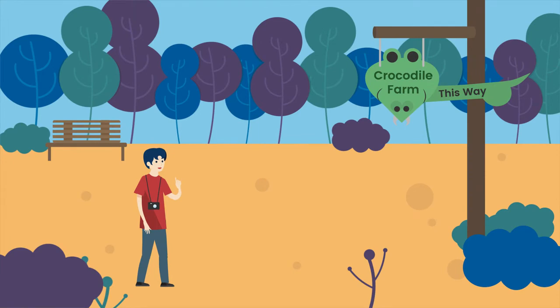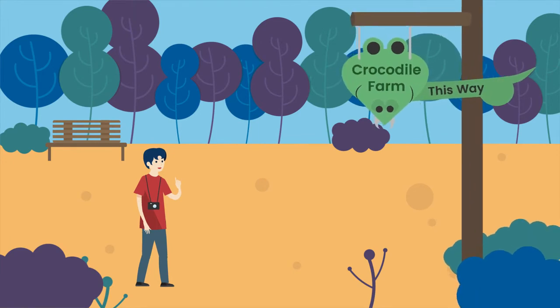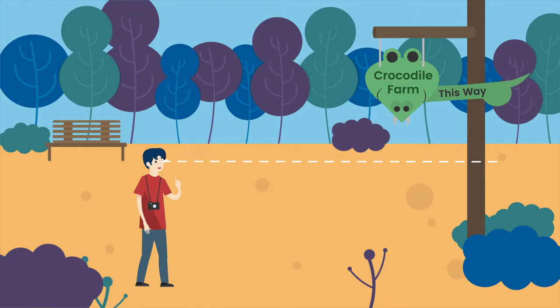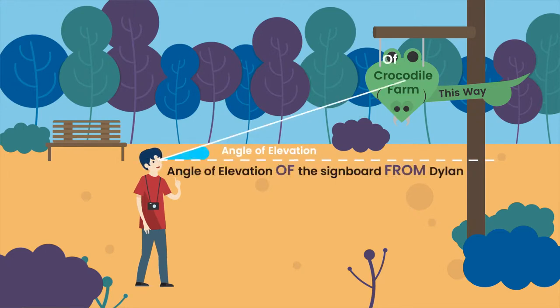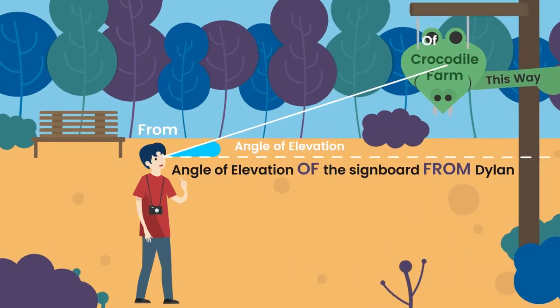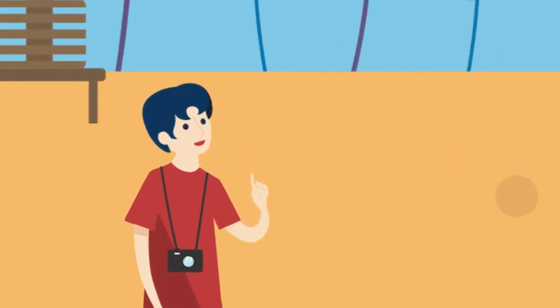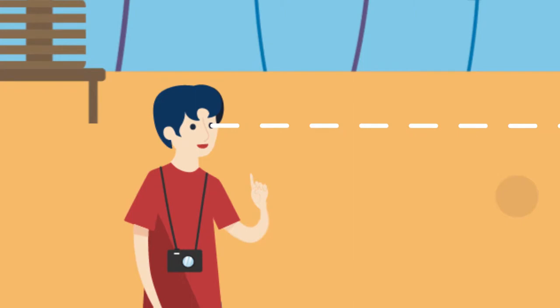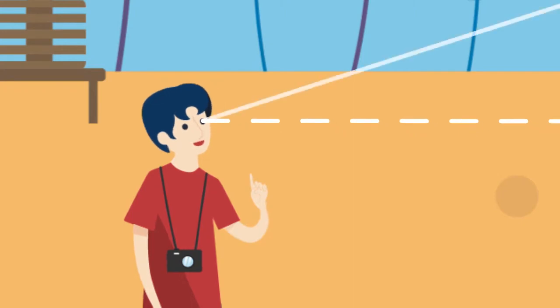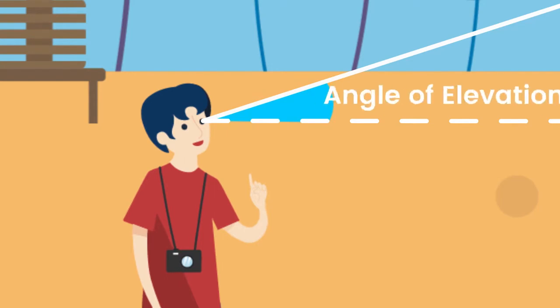Next, Dylan now needs to locate the crocodile farm. He sees a signboard and he tilts his head. Again, there is an angle of elevation of the signboard from Dylan's eyes. Remember, Dylan was looking straight like this just now. Then he looked up at the signboard. There is an angle here. This is the angle of elevation.